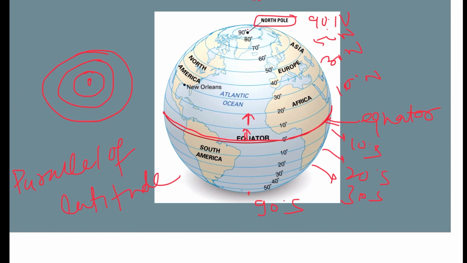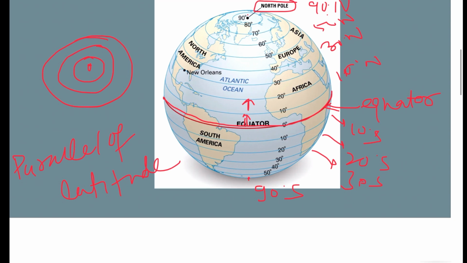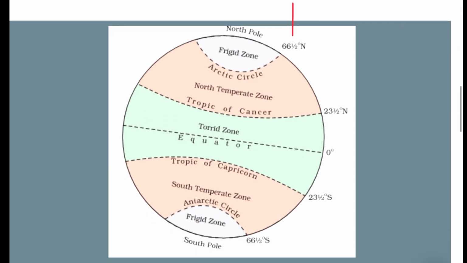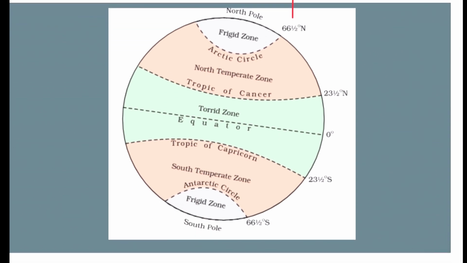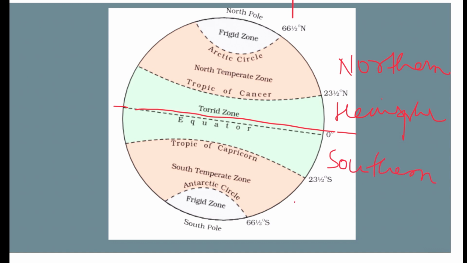The equator has one important job: it divides the Earth into two hemispheres. Here is the equator, dividing the Earth into two hemispheres. The upper part is called the Northern Hemisphere, and this part is called the Southern Hemisphere.